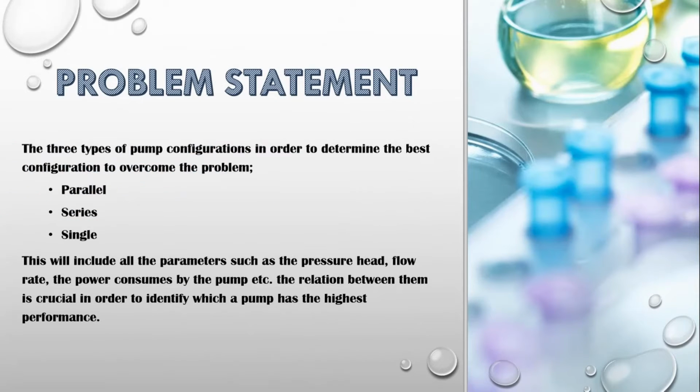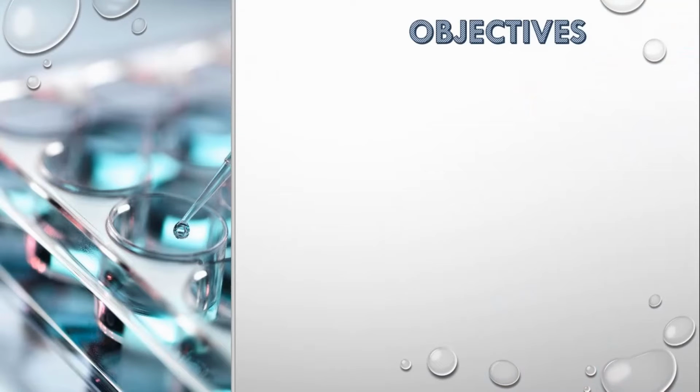Next, let us move to the problem statement. There are three types of pump configurations, in order to determine the best configuration to overcome the problem: parallel, series, and single. This will include all the parameters such as pressure head, flow rate, the power consumed by the pump, and others. The relation between them is crucial in order to identify which pump has the highest performance.